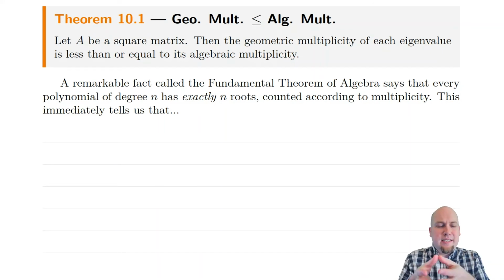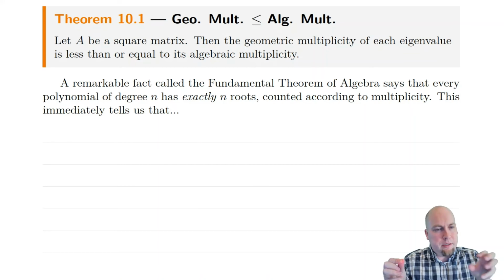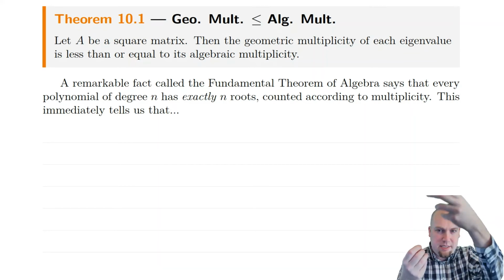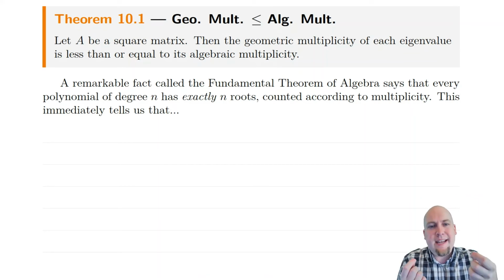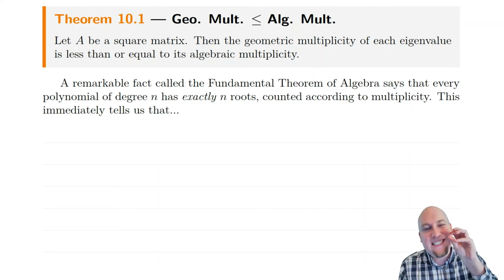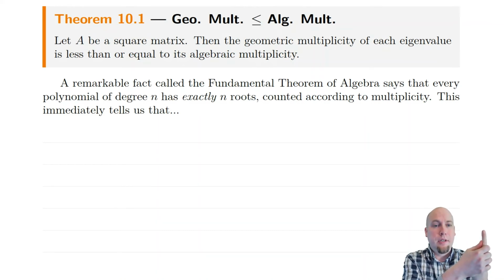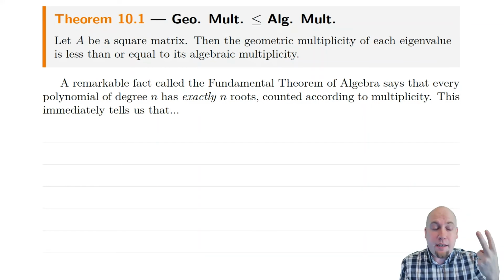But what it says is, if you have any degree n polynomial, so the highest order term is lambda to the power n, then that polynomial has exactly n roots, okay? As long as you do two things. As long as you allow complex numbers, like your roots can be complex numbers even if the coefficients are real. And the other thing you've got to do is count the roots according to multiplicity, okay?